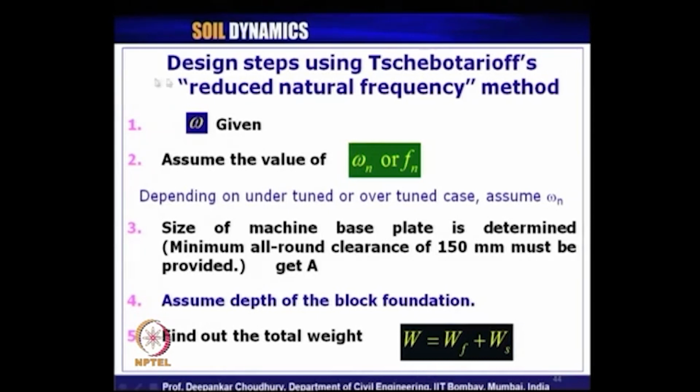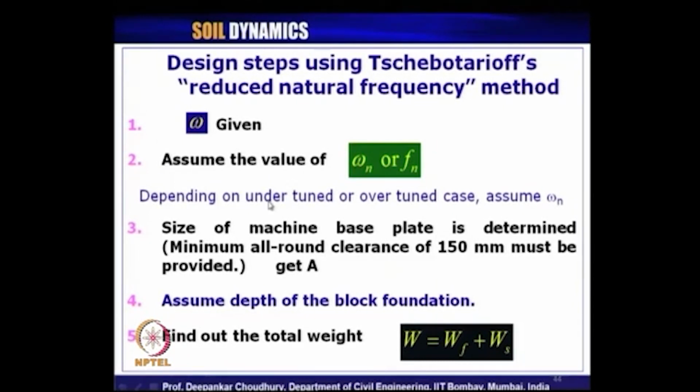First step is omega. Omega is operating frequency, is given to us. So, let us record it, operating frequency. Second step, assume the value of omega n. When you are assuming the value of omega n, automatically you are assuming f n, either circular or natural frequency. How you are assuming this value?